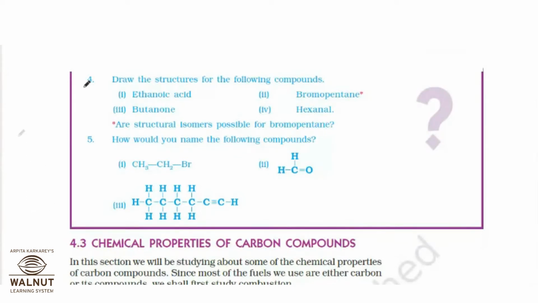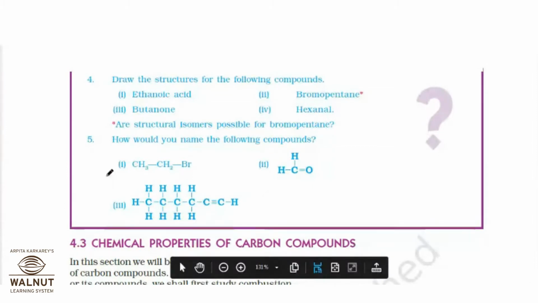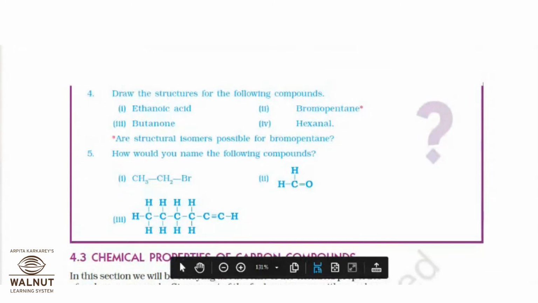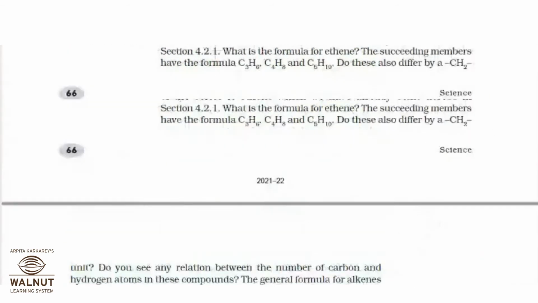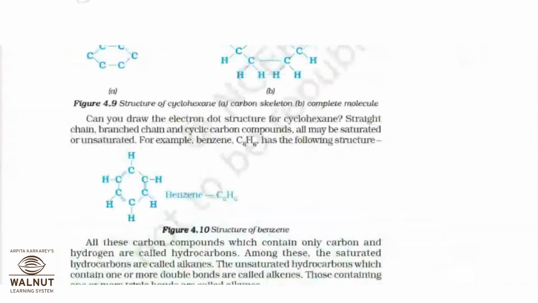And question number 5 is related to naming, so this is already deleted from your portion. It is okay if you don't do question number 5 because it is related to the nomenclature part, which is no longer a part of your syllabus. Yeah, that is one thing. So let's move to the next topic, which is homologous series and functional groups.